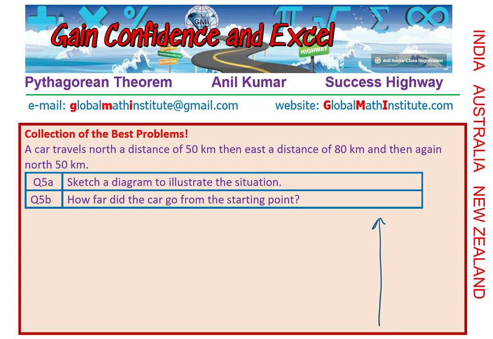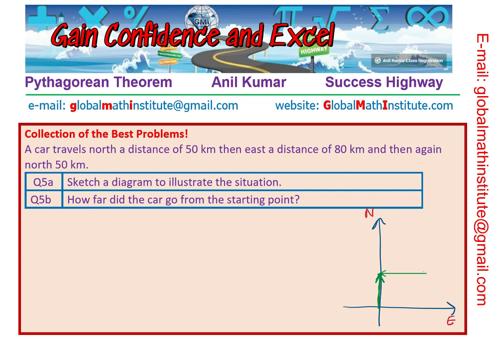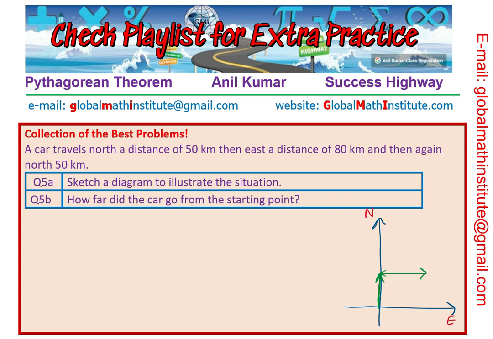It travels north 50 kilometers, then east, and then again north, right? So, let's say that is our north and east direction given to us. So, first it travels north 50 kilometers, right? So, let's say this is 50 kilometers, it travels north 50 kilometers, and east 80 kilometers. So, let's say this is 80 kilometers for us, east. And then again 50 kilometers north. So we are given that this is 50 kilometers north, 50 kilometers north, and this is 80 kilometers here, east.